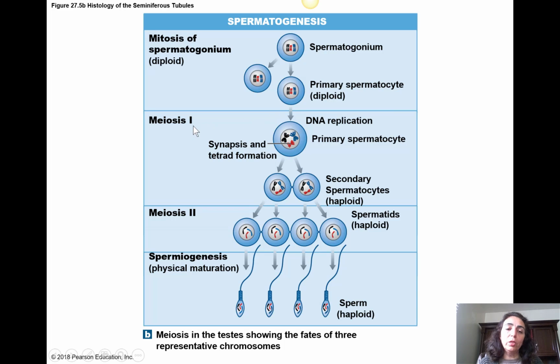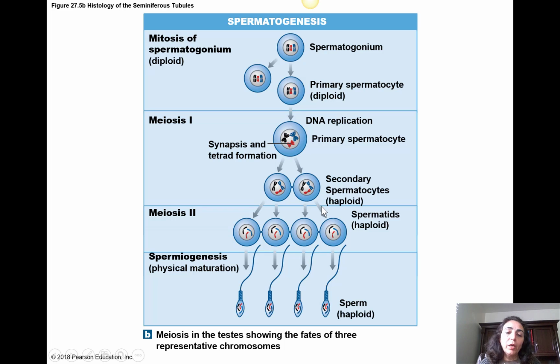Then this one goes under meiosis 1, and after meiosis 1, the number of chromosomes becomes half, right? Therefore, each one of these primary spermatocytes makes 2 secondary spermatocytes. Each secondary spermatocyte is haploid. So pay attention. Primary spermatocyte is diploid. Secondary spermatocyte is haploid.